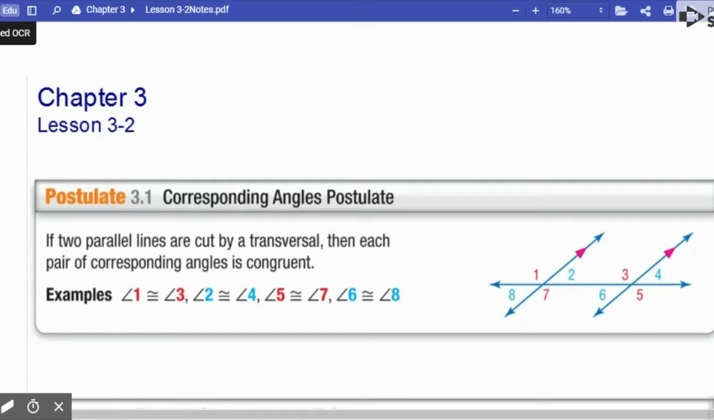So you can see here in this diagram, angle 1 is congruent to angle 3, angle 2 is congruent to angle 4, 5 is congruent to 7, and 6 is congruent to 8. Now notice, all of the red angles are the same, and all the blue angles are the same. So when we solve for angles in parallel lines, you essentially have two different angle measurements.